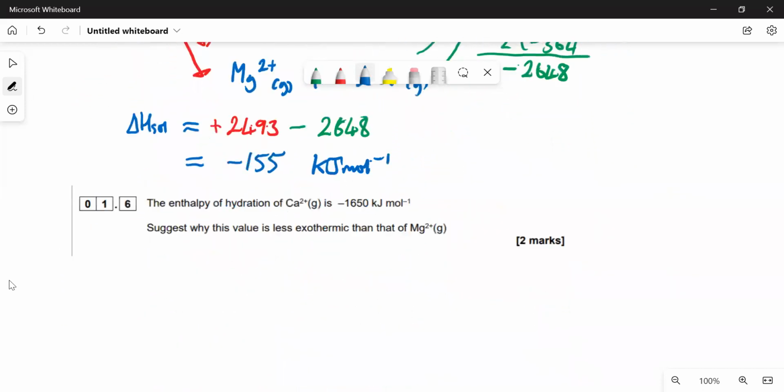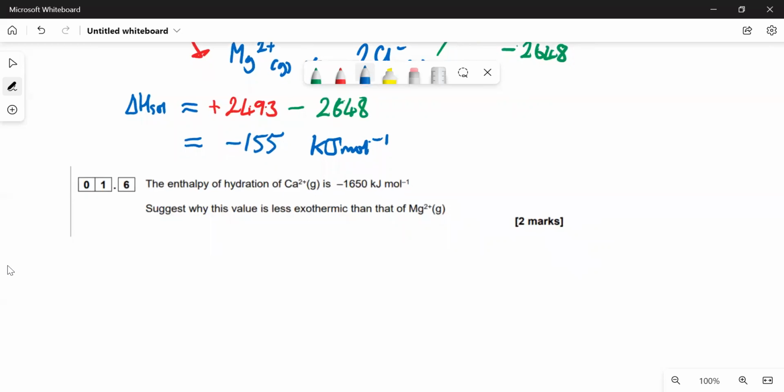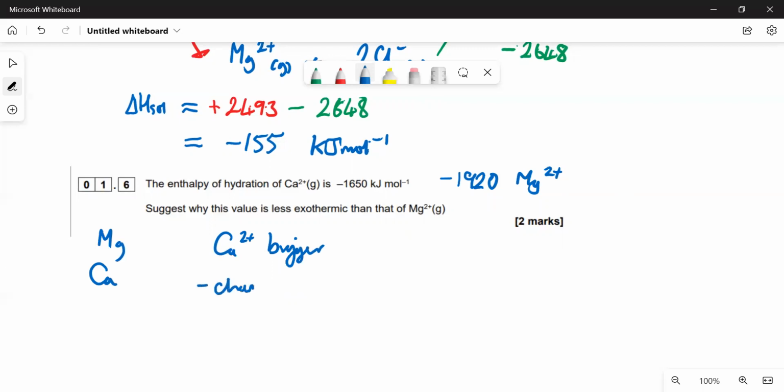The enthalpy of hydration of calcium is minus 1650. Why is this value less exothermic than the magnesium value? The magnesium value they told us was minus 1920. Well, it's because if you look at the periodic table, you've got magnesium, and then you've got calcium below that. Calcium is a bigger atom, so the calcium ion is bigger than magnesium. So Ca2+ is bigger. It's got the same charge though, so the charge density is lower.